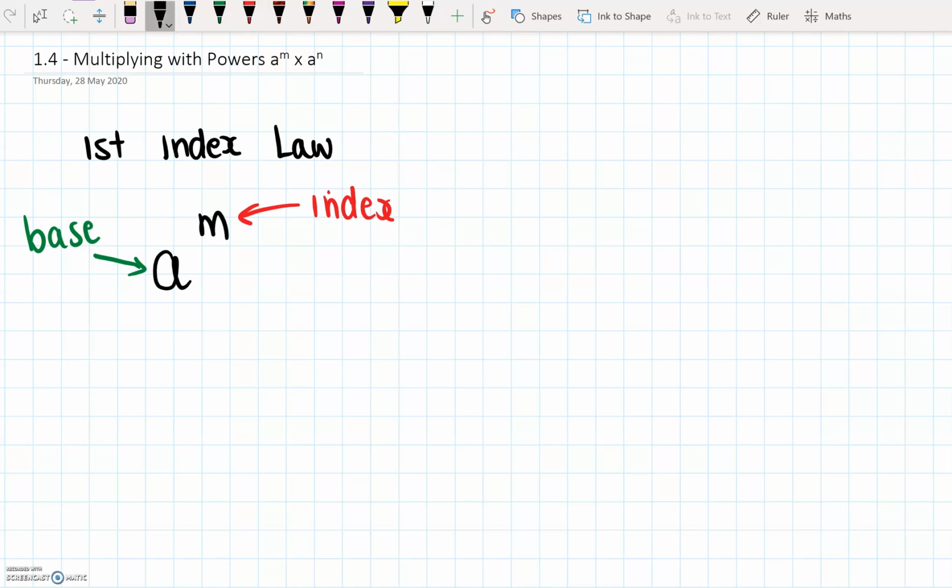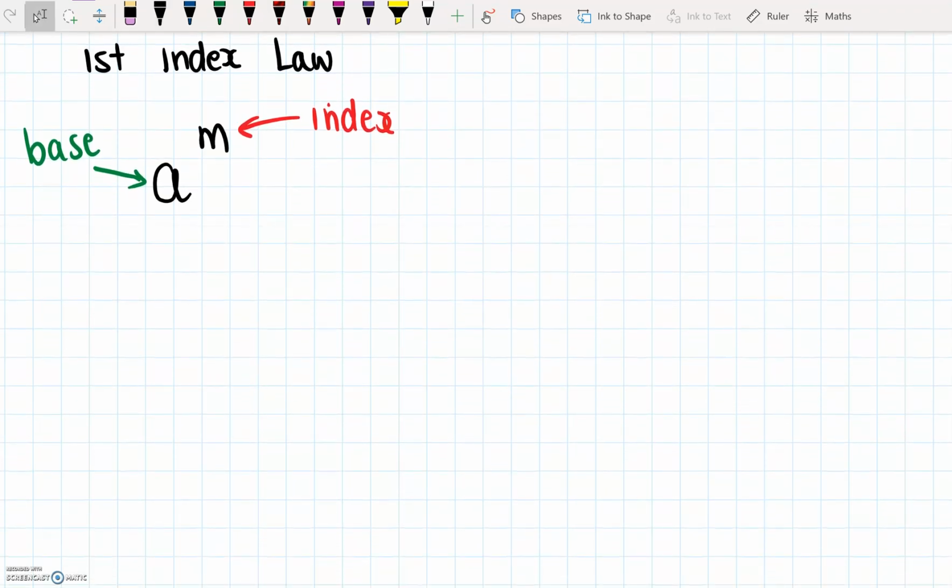Okay, so as an example, let's do 2 cubed. So this we can say as either 2 cubed or 2 to the power of 3. Usually we say cubed and squared for the second and third power. After that we usually say to the power of. So this is 2 to the power of 3.